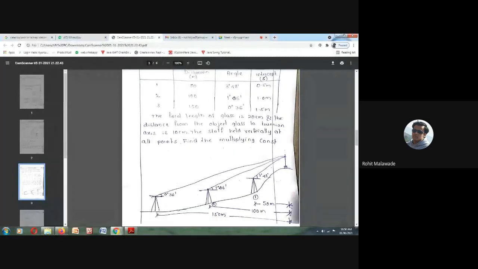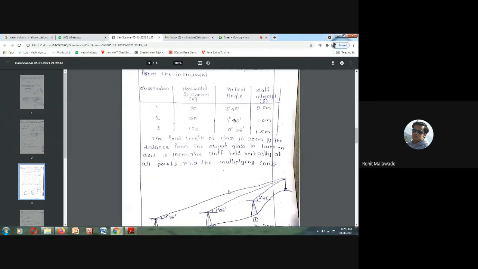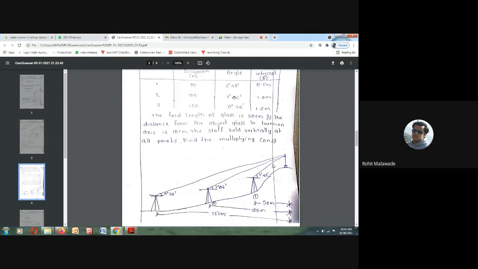And then the distance from the object glass to the trunnion axis is 10 centimeter. The staff is held vertically at all points. Find the multiplying constant k. Here at different points, they have given different distances, different angles, and different staff readings at different instrument stations. Now they have asked you to find the multiplying constant k value.